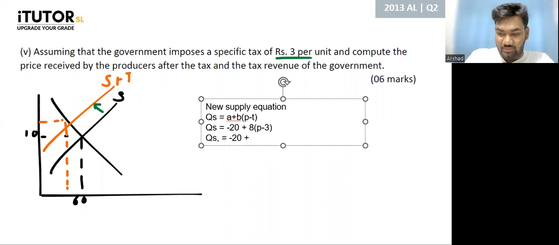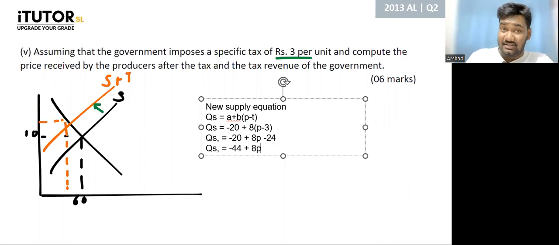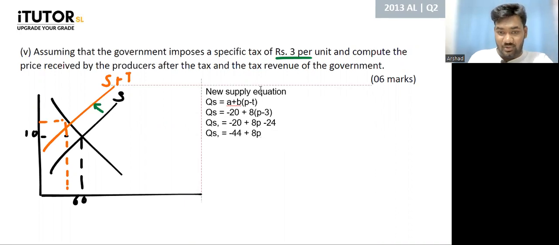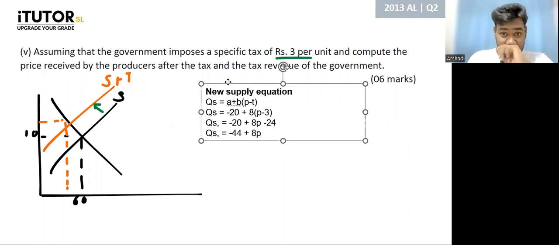Minus 20, 8 into P is 8P, 8 into minus 3 is minus 24. So QS, my new supply equation, would be minus 44 plus 8P. Is that okay, guys? Are you all okay with how to get the new supply equation?